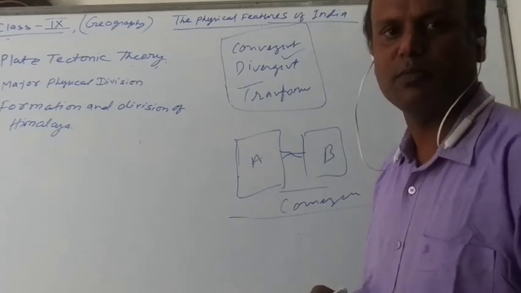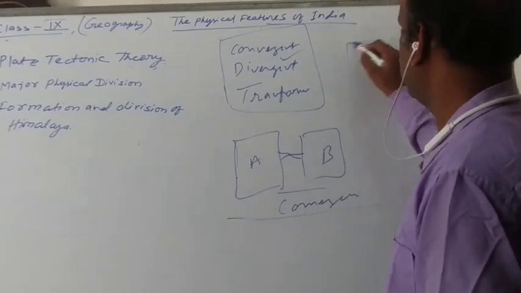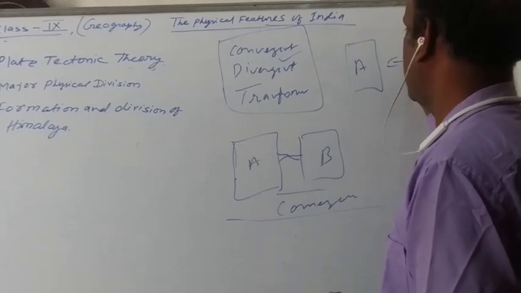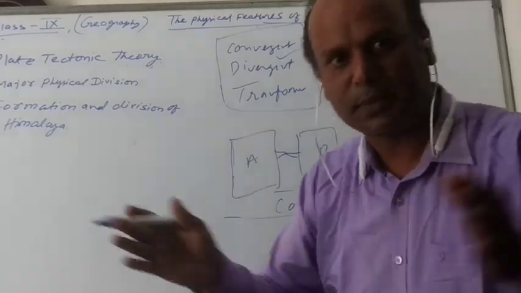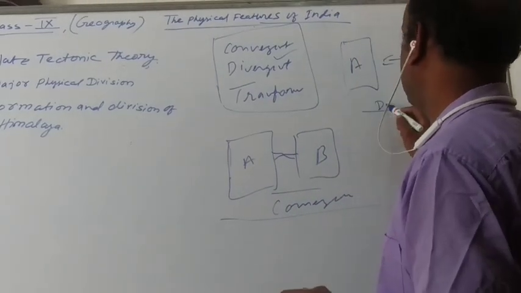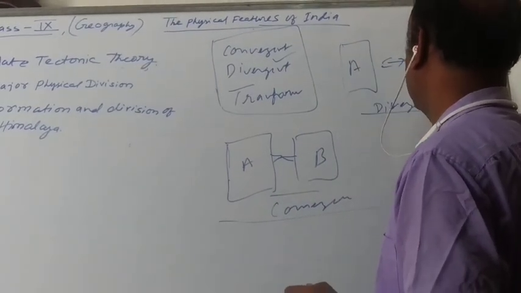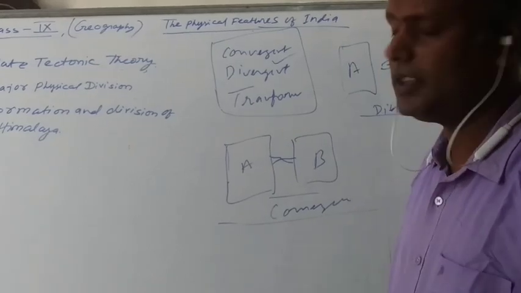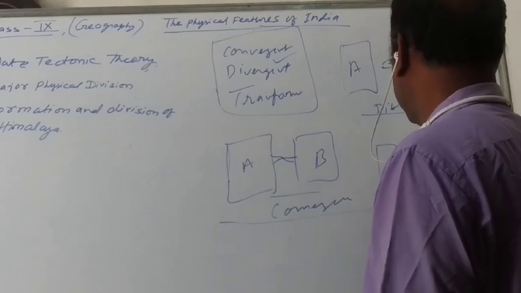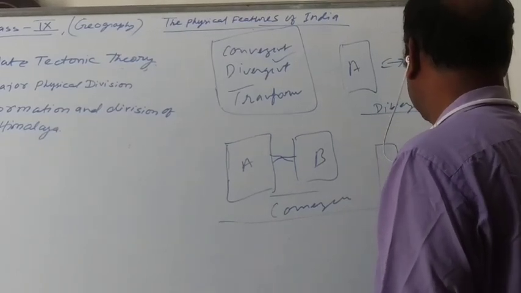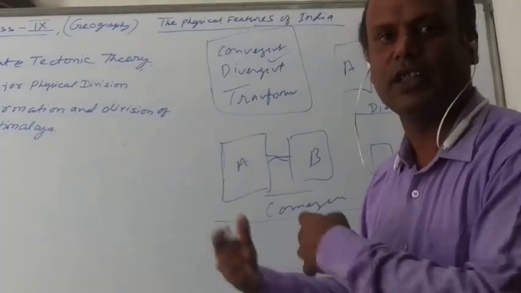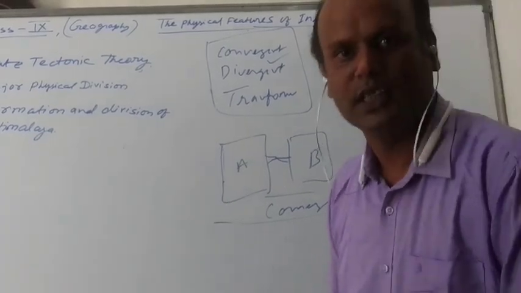What is a divergent boundary? When the plates move away from each other, that means they are separated from each other. That's why this type of movement is called divergent movement. And the third one is called transform movement, in which plate A moves towards plate B, upwards as well as downwards. It moves horizontally or vertically, upward and downward.